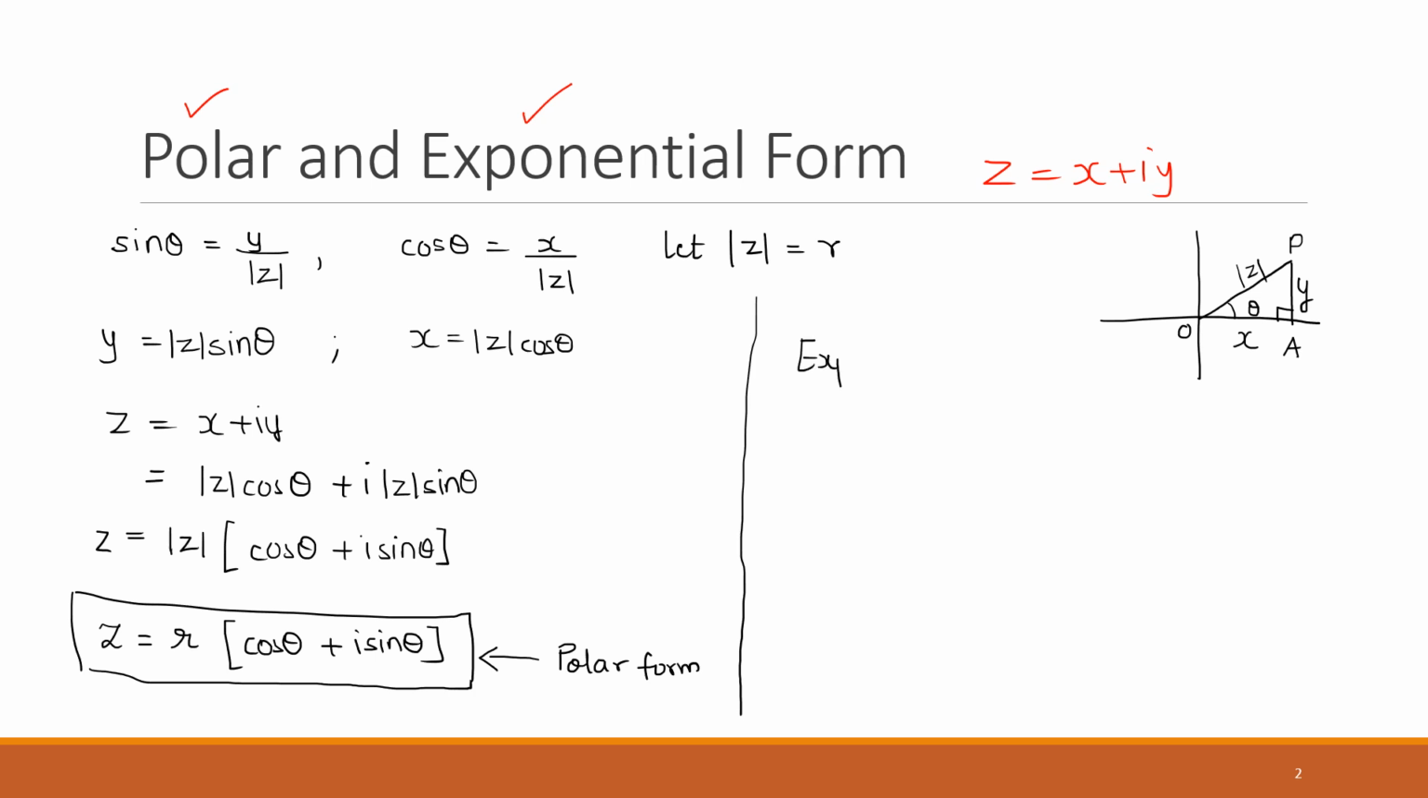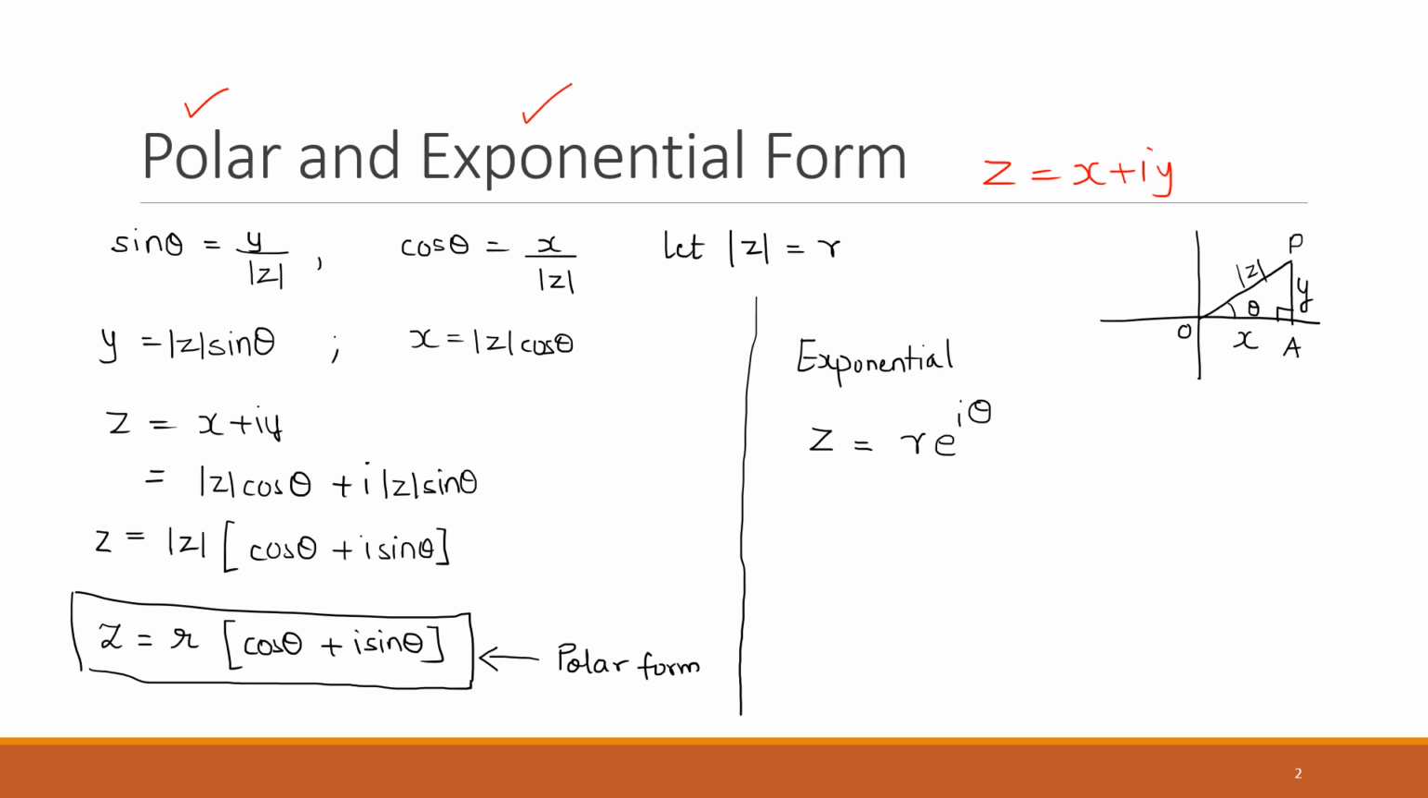Next part is exponential form. So again I know what is r, I know what is theta. So in exponential form, z can be written as r times e raised to i theta. Are you getting it? Yes? I hope there is no doubt. Z is equal to r e raised to i theta in exponential form, and in polar form z is equal to r times cos theta plus i sin theta. Okay, so remember these two formulas.